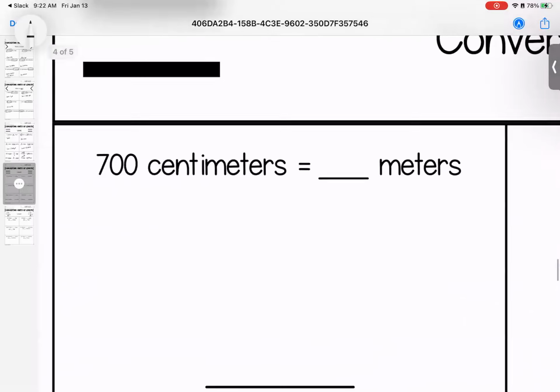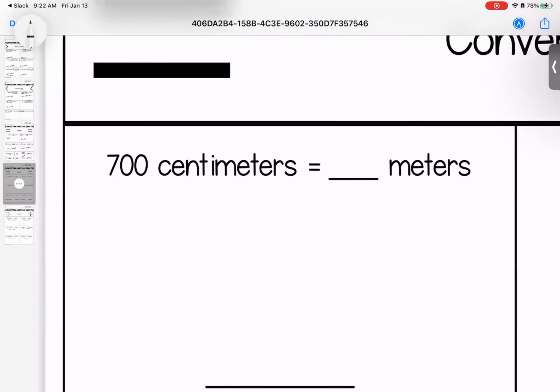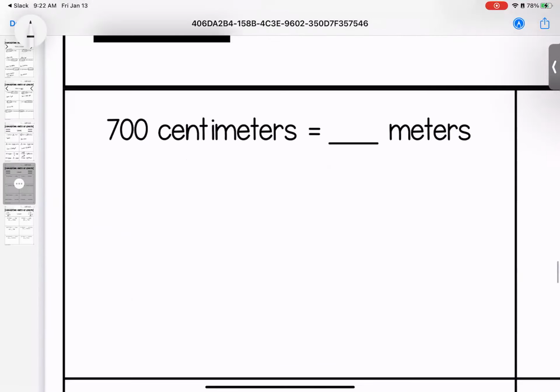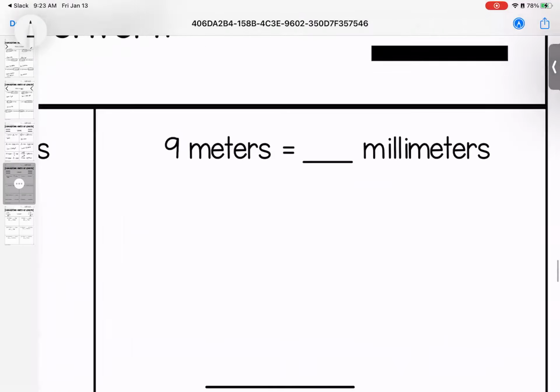All right, down here for another conversion. This time we are looking at metric values. So centimeters to meters. There are 100 centimeters in a meter. So divide this value by 100 to get 7 meters.